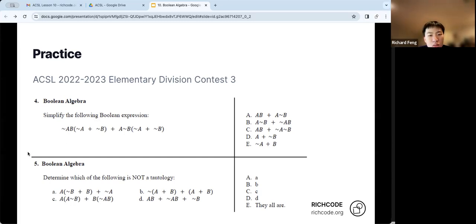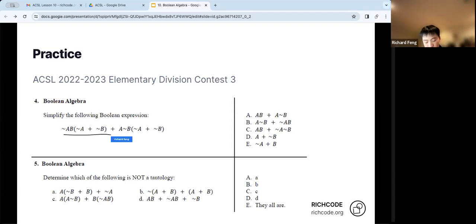So what is a tautology for the second question? A tautology is basically an expression that is always true. So for question 5, it's asking which of the following expressions is not guaranteed to be always true, basically. For the first question, let's first evaluate the term on the left.